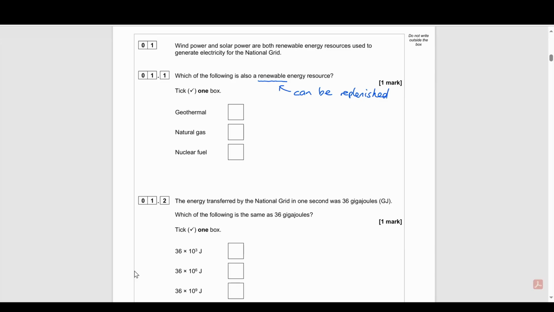Well, geothermal works by heating water through the core of the earth, which is extremely hot. That can definitely be used again. Natural gas is an example of a fossil fuel, so that's non-renewable, so it cannot be replenished. And nuclear fuel can't be replenished because it has to be used, then it can run out, so it can't be nuclear fuel. So our answer is geothermal.